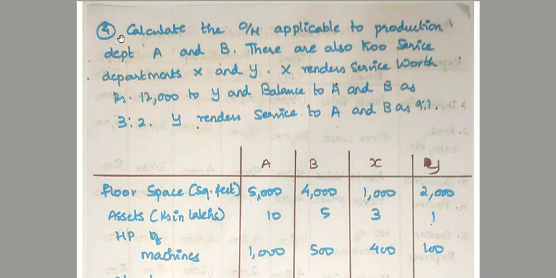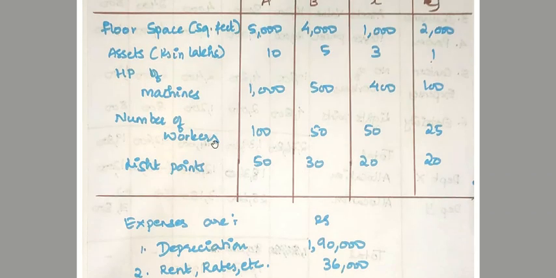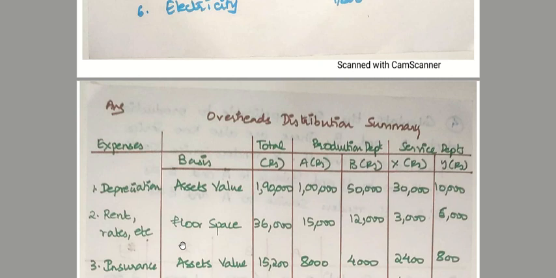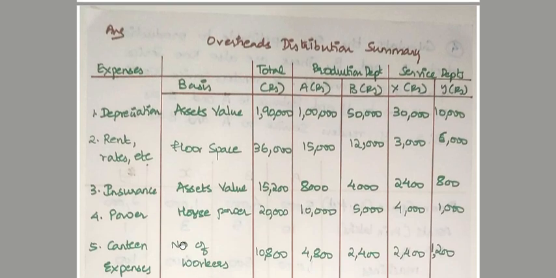Calculate the overheads applicable to production departments A and B. There are also two service departments X and Y. X renders service worth rupees 12,000 to Y and the balance to A and B as 3:2, whereas Y renders service to A and B, which is only the production department, as 9:1. So they have given your basis and they have given the expenses. So in such cases, how will we do it?